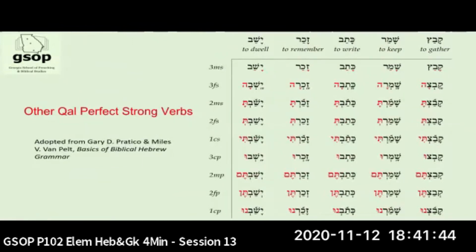And so you get these other words, and just so you see how no matter what word, no matter what roots you use, it's the same process, the same form, the same pattern. Where you're talking about yashav, to dwell. You see the same pattern going down, third feminine singular to the first common plural. Or zakar, to remember, or katav, to write, or shamar, to keep, or kavatz, to gather. Same pattern all the way through.